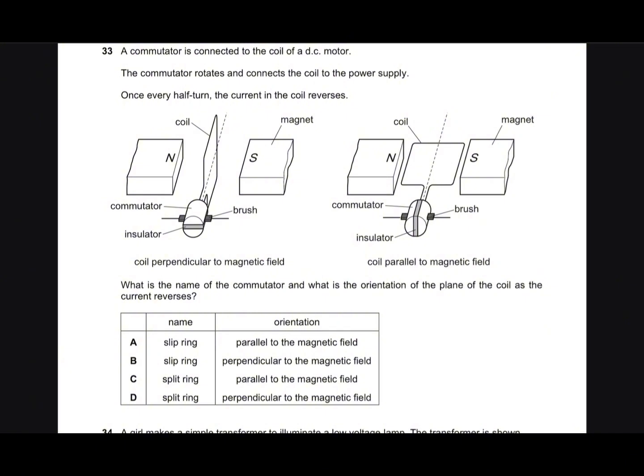It's a split ring commutator, and so these two options are available. Now we need to see parallel to the magnetic field and perpendicular to the magnetic field. Which one is the correct option? It can never be parallel to the magnetic field. It can always be perpendicular to the magnetic field.